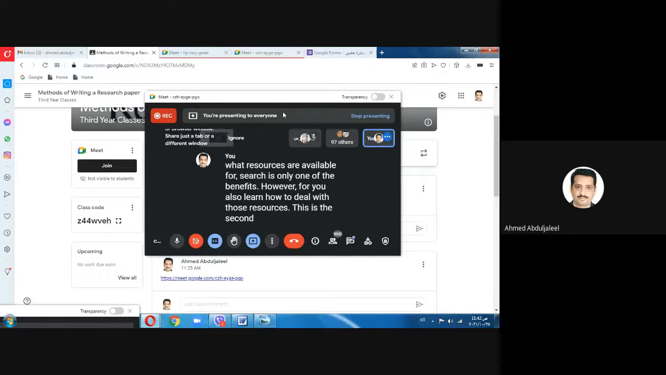Okay, now I have an idea about how many resources, but the second benefit, how can I deal with each resource? Of course, when we are talking about the textbook that you have in certain materials, the teacher is responsible to tell you what is useful and what is not, and what is to be taken and what is to be left.